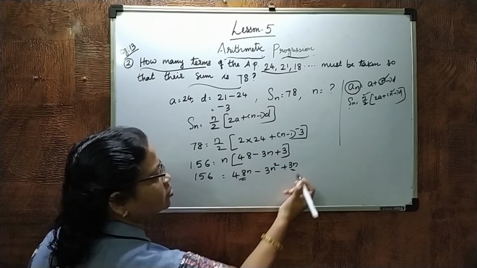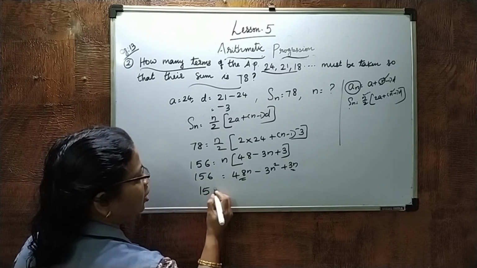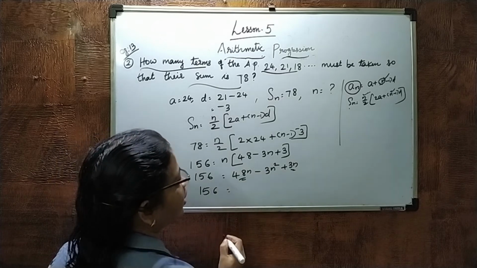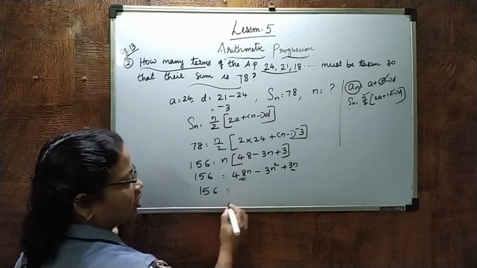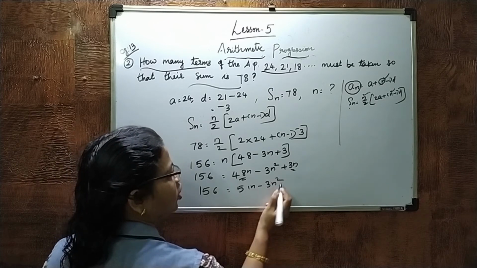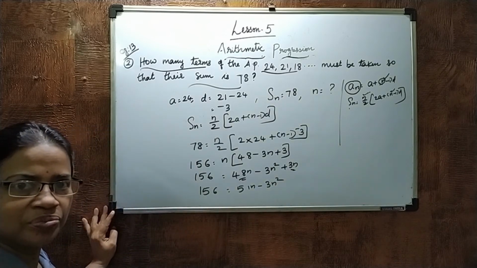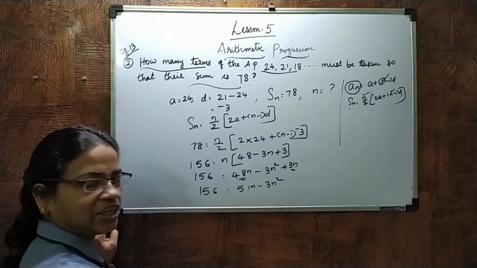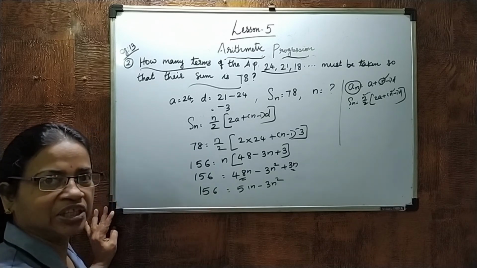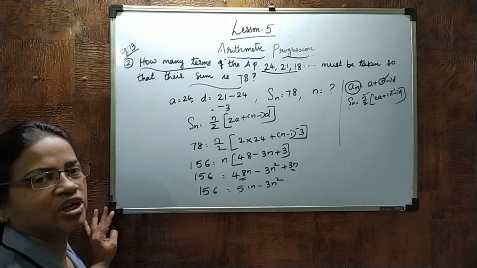Again look, like terms are there, so it will be 156 is equal to 48n plus 3n, that is 48 plus 3, which is 51n, minus 3n square. Can you remember anything now? It is a quadratic equation. And what can you do then? You can find the value of n by splitting the middle term, or you can use the quadratic formula.